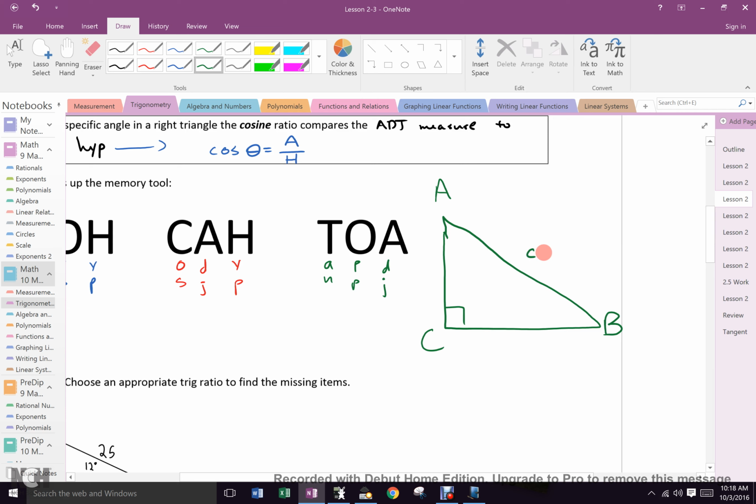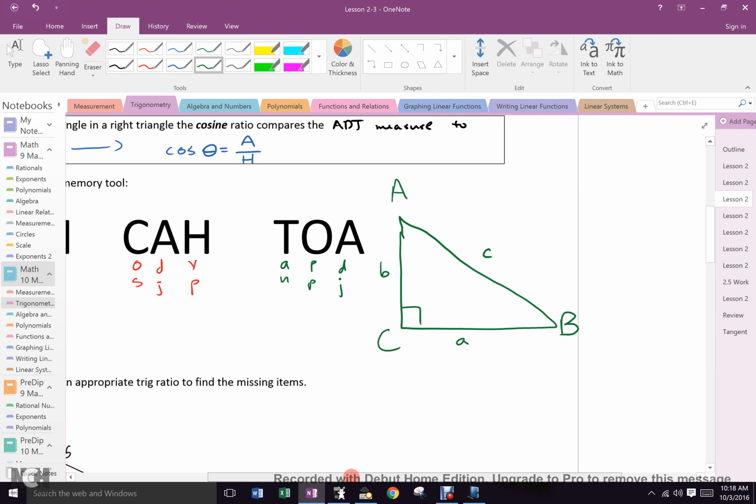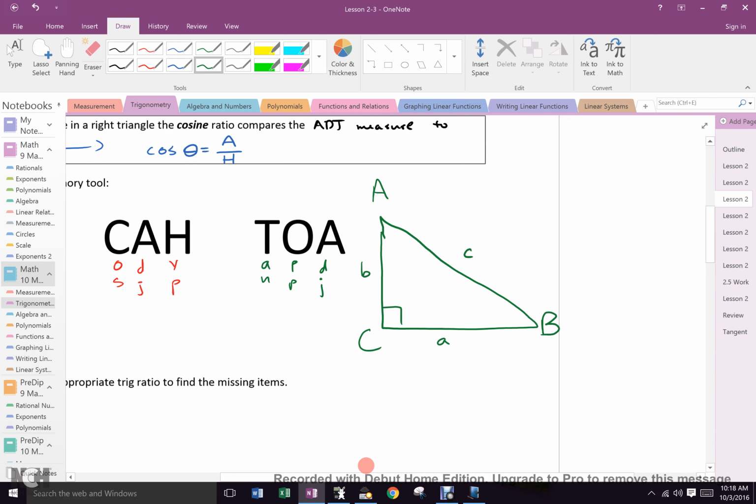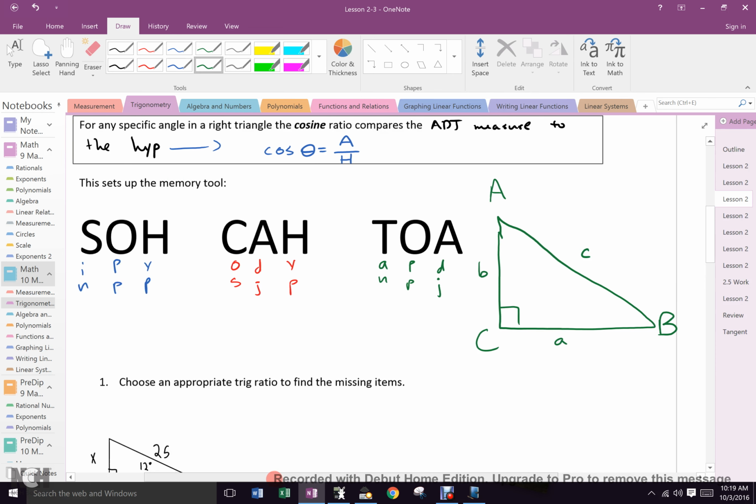Lil C. What would this side be? Lil A. What would this side be? Lil B. Good job. Now, I want you to use SOH CAH TOA and these letters to tell me the sine of B, the cos of B, and the tan of B. Then, I want you to use these letters to tell me the sine of A, the cos of A, and the tan of A.